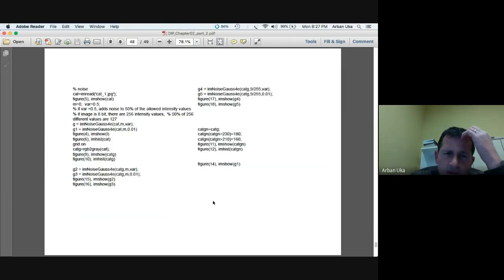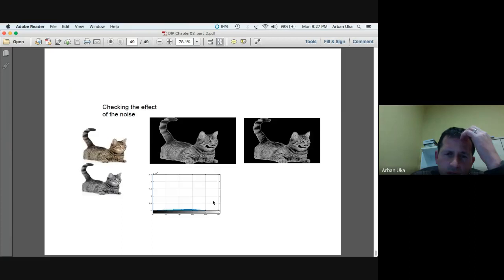Now this is the code that we can run all together, checking the effect of the noise. I think going over the code might be smarter because you can observe in detail what we are seeing.